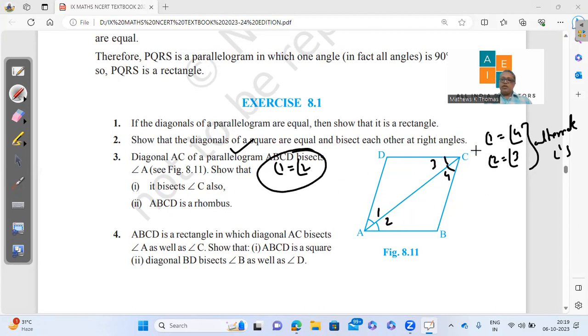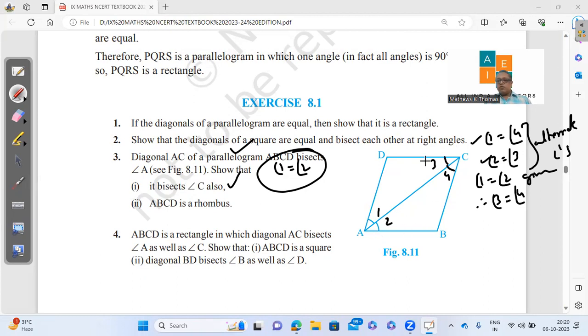Now 1 and 2 are already given equal. So LHS of 1 and 2 are equal, therefore RHS will be equal. So first part, we'll get 3 equal to 4. 3 equal to 4 means AC bisects angle C. So 1 is 4, 2 is 3 because they are alternate angles, but 1 and 2 themselves are equal, so 3 equal to 4. So AC bisects angle C, we got the first part.